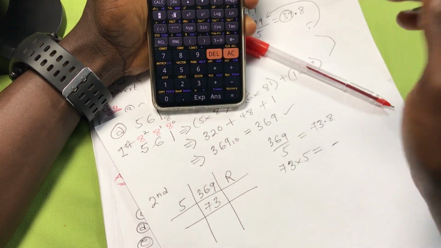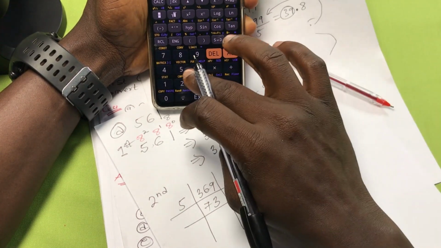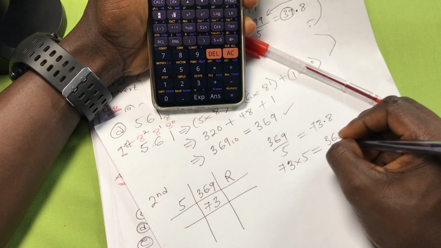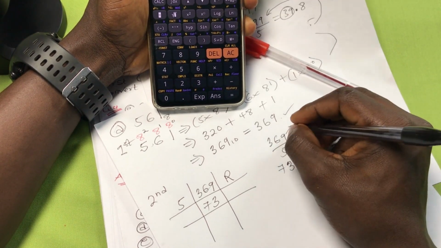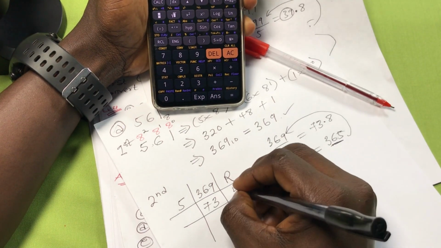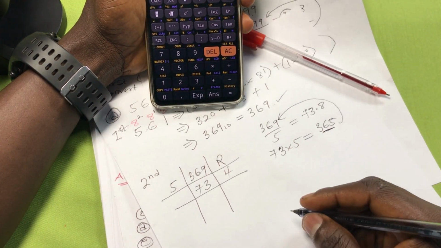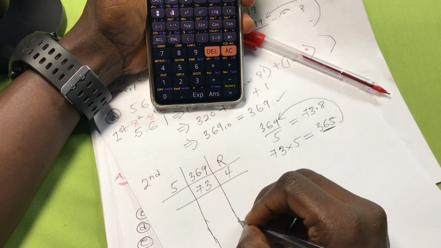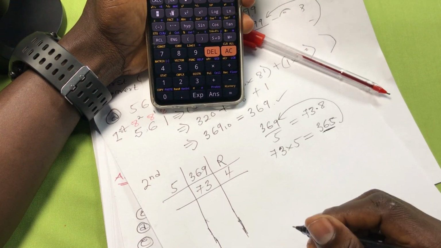Very simple. So 73 times 5 will give us 365. Now we subtract the 365 from 369, and the result will be 4. We keep repeating until the number we get is lesser than 5. Then we represent 0 under there.